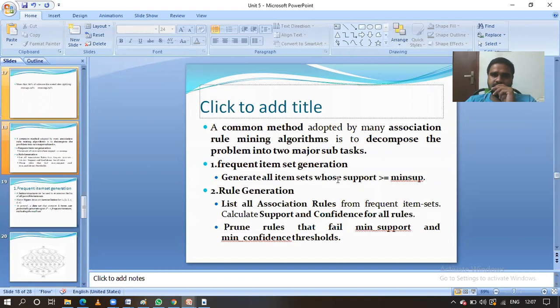The outcome that is generated, the frequent items, will be given for the rule generation. In the rule generation, we are going to find out the strong association rules. How are we going to find the rules? We are going to prune the number of rules by applying the minimum support and minimum confidence thresholds. The remaining ones will be eliminated. We are going to remove them in the pruning process.